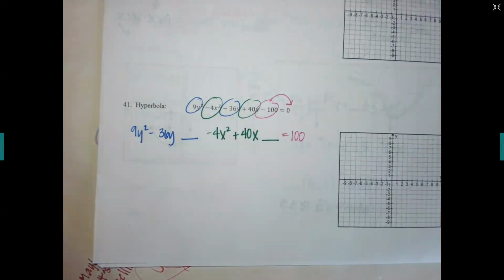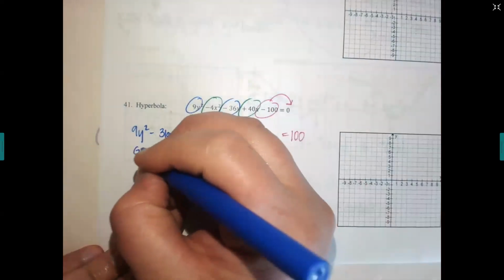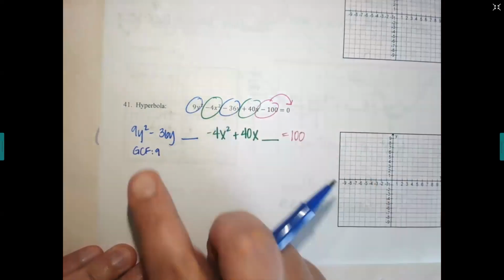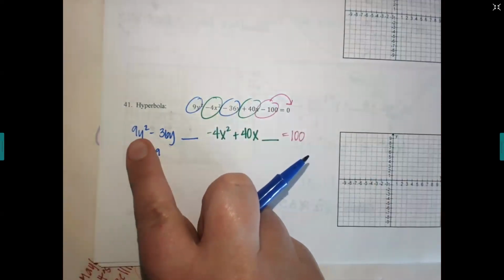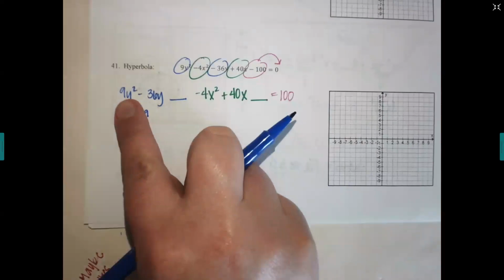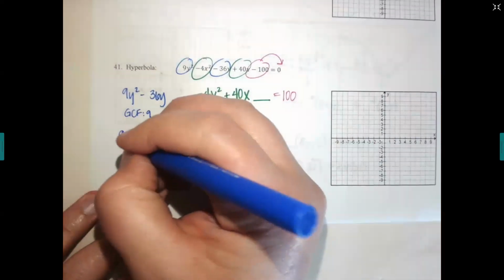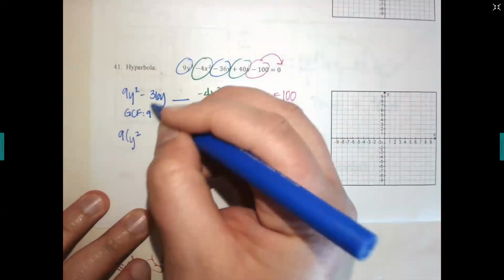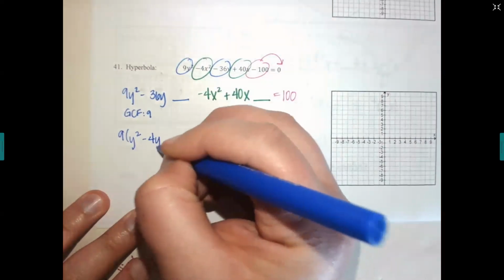Then from there, I'm looking for my GCF. For my y's, my GCF is a 9. Remember, it's always the number in the front. So my 9 comes out to the front. Now my y squared is alone. 36 divided by 9, that's now a 4y.